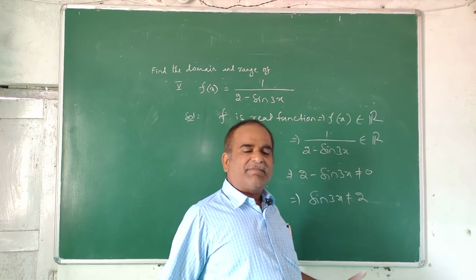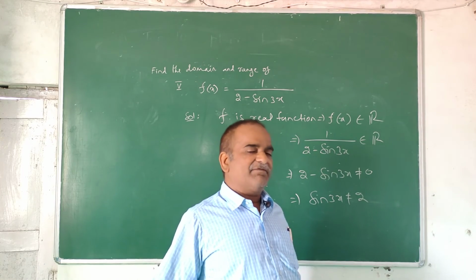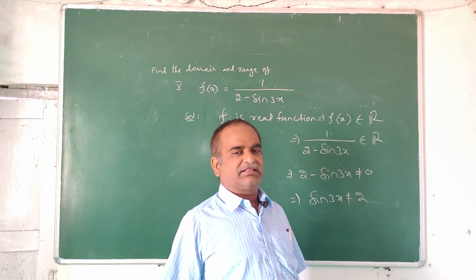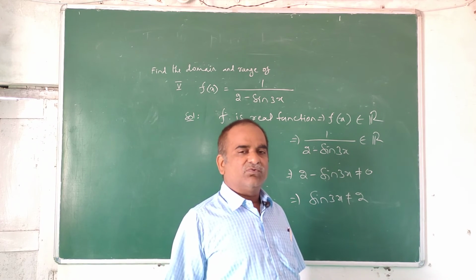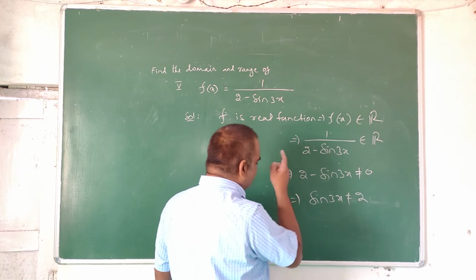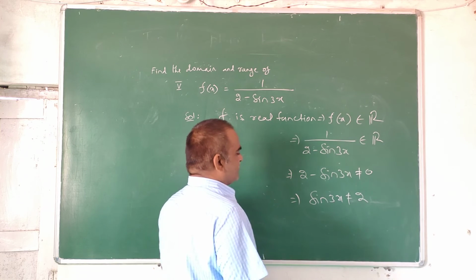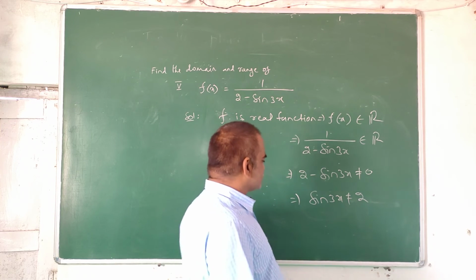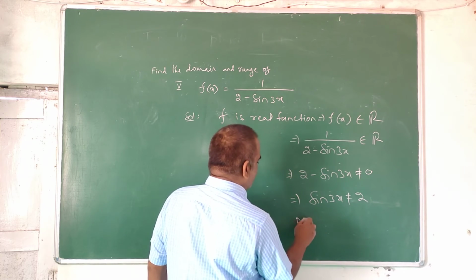But sine 3x maximum value is only 1. So sine 3x can never be 2 for any x. So there is no possibility of sine 3x being 2 anyhow. So sine 3x will never be equal to 2. Okay? So for any x belongs to R. Therefore, the domain is equal to R.